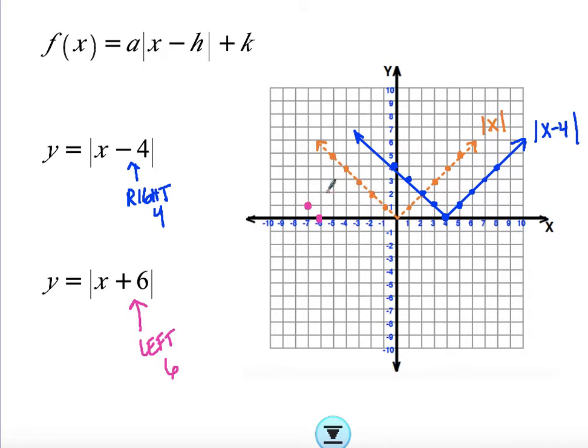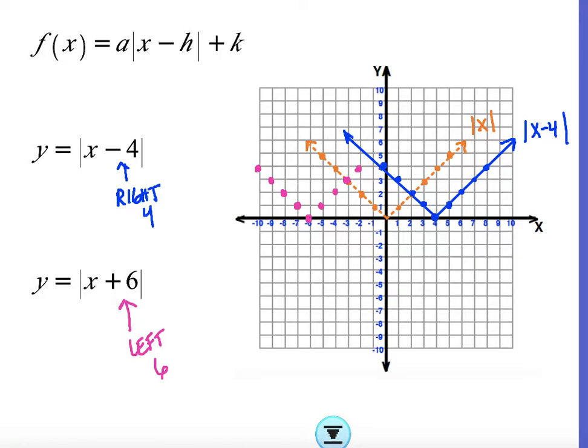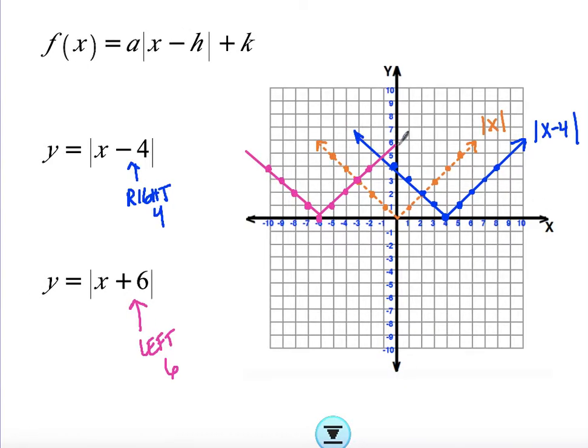This point shifted to the left 6. This point shifted to the left 6. This one shifted to the left 6. And then all of these over here on this part of the V shape are also going to get shifted to the left 6. So this is going to go 1, 2, 3, 4, 5, 6 right here. And this one gets shifted to the left 6, and that one goes to the left 6, etc. All right, then I'm going to connect my dots and put arrows on the ends.